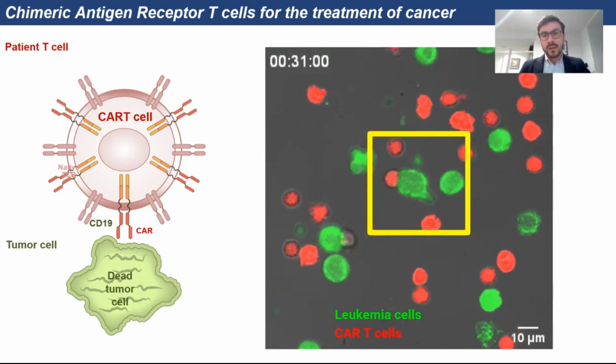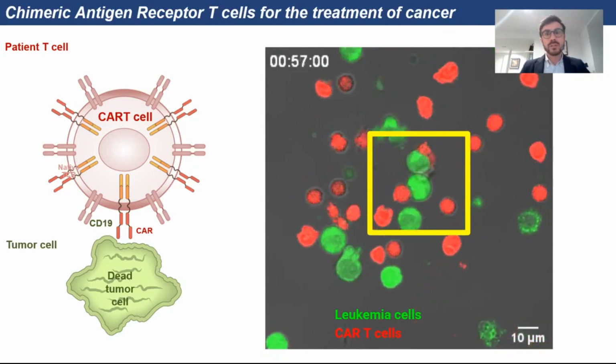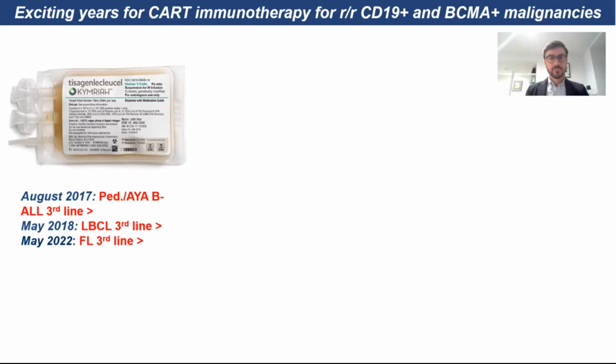And obviously, this process was adopted. The first CAR T-cell product to be approved was tisagenlecleucel, which was initially developed by the group of Carl June at the University of Pennsylvania and then licensed to Novartis. As you can see, it was approved in August 2017 for pediatric and young adult B-ALL in third line, but has subsequently received approval for large B-cell lymphoma in third line and follicular lymphoma in third line.